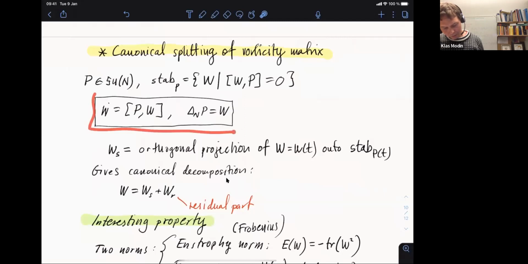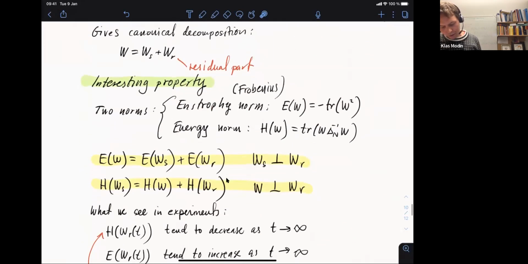So we have this Zeitlin model. And as I said, once you have this, it's natural to split vorticity into one part which belongs to the stabilizer of P. The stabilizer consists of all elements that commute with P. This is a linear space, so we can use the Frobenius inner product, the L2 inner product, to project W, and we get WS, and that gives us a canonical decomposition of our vorticity.